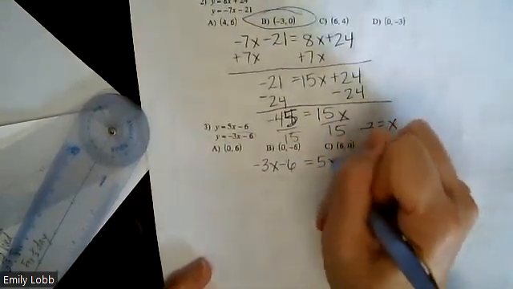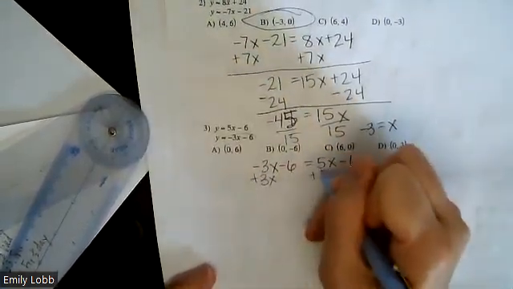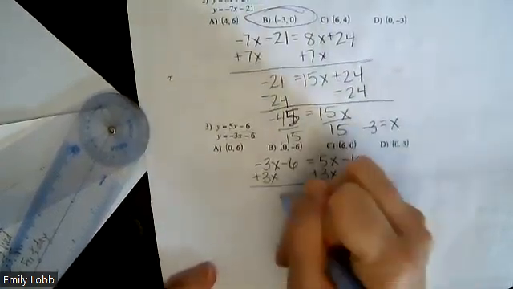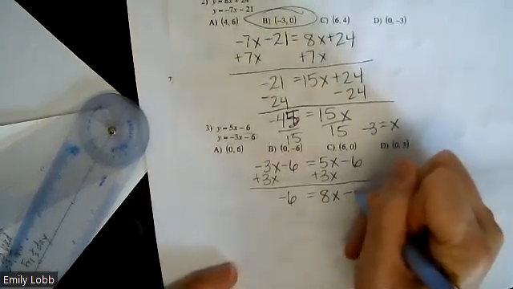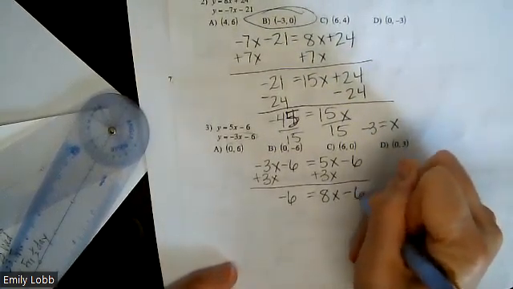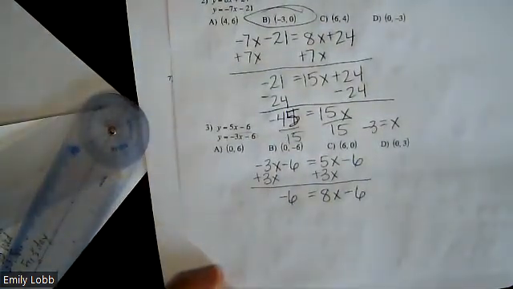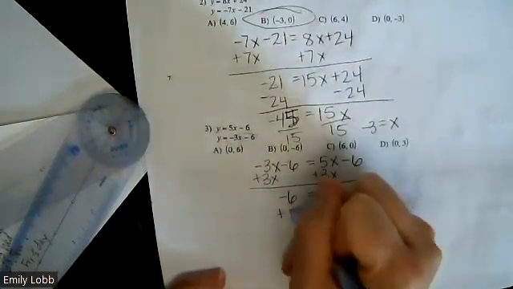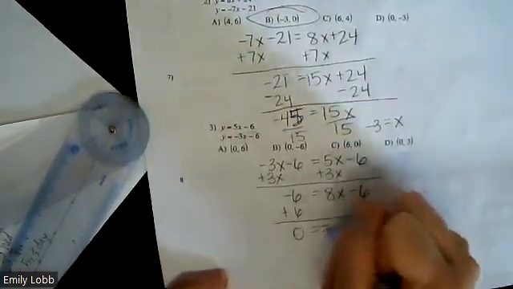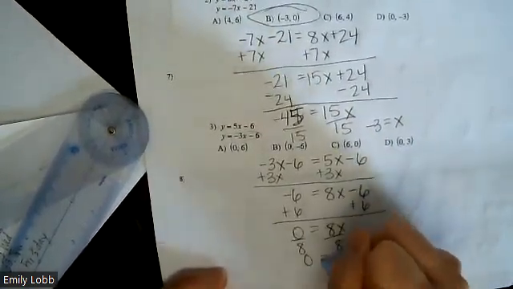Is equal to 5x minus 6. I'll probably add 3x to both sides. Negative 6 equals 8x minus 6. I'm questioning everything I do now. Why do these all look weird? So if I add, oh, I see. If I add 6 to both sides, guess what happens? 0 is equal to 8x. So our x value has to be 0.